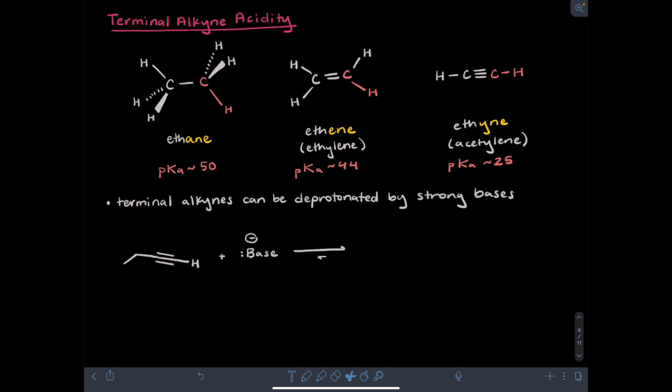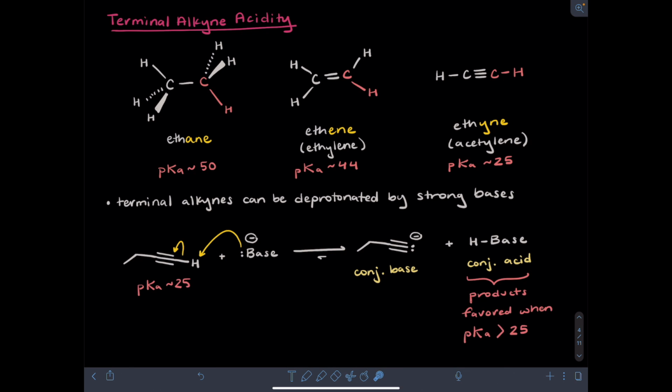Let's consider an acid-base reaction between a terminal alkyne and a general base. I can draw the two curved arrows for this proton transfer step. I'm drawing the second curved arrow to the end carbon of the terminal alkyne. This would form the deprotonated conjugate base of the alkyne and the conjugate acid of the base. So we want to consider how strong of a base we need in order to favor the product side. The pKa of the terminal alkyne is about 25.